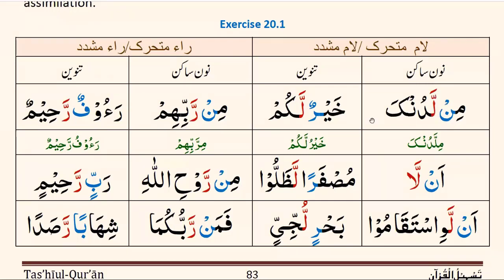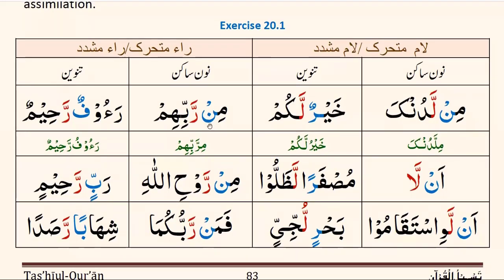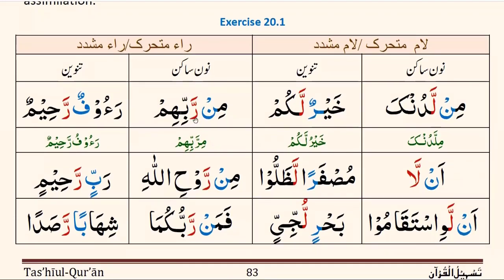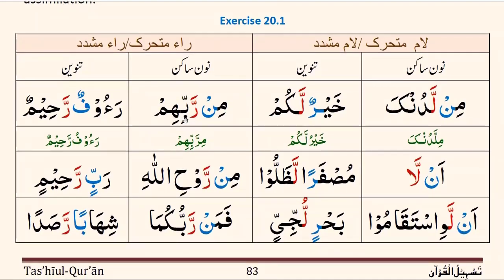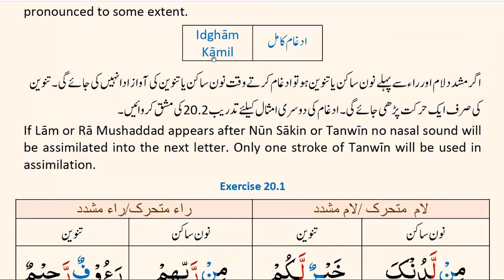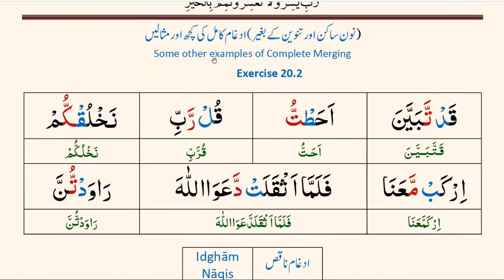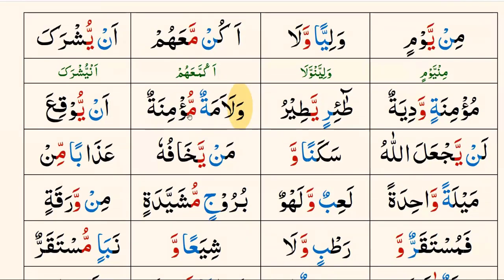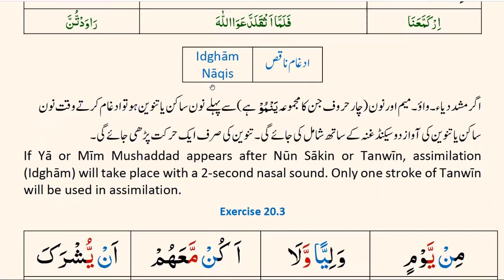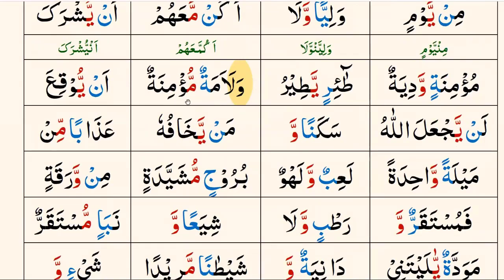We will do the same thing if it was a ra mushaddad. So if you repeat after me, mir rabbihim. Mir rabbihim. Perfect. Can you hear that noon sound there? No, and that's because it's a ra mushaddad. The ra mushaddad and the lam mushaddad give no nasal sound. And therefore, if there is no nasal sound, we're saying it's idgham kamil. But when there is a nasal sound, like here, then we say it's idgham naqis. So this would be an example of idgham naqis.